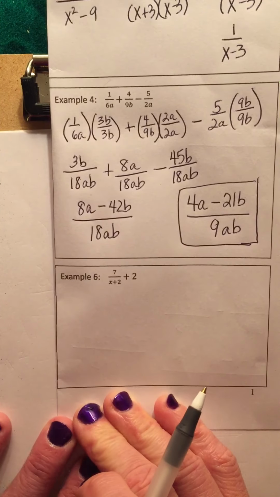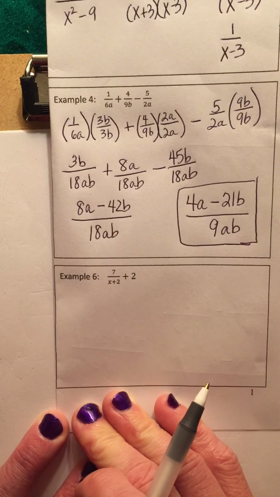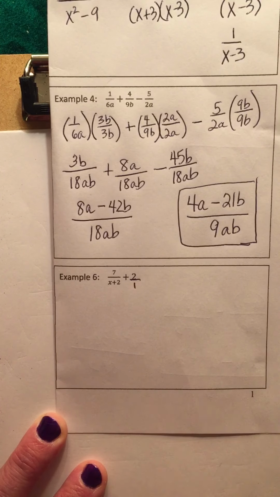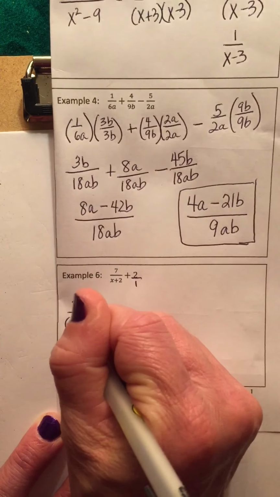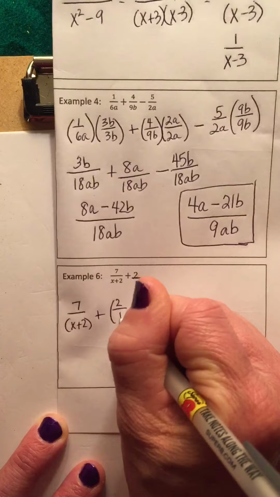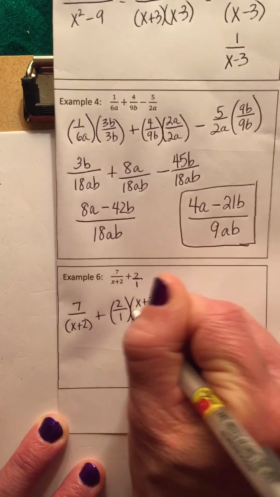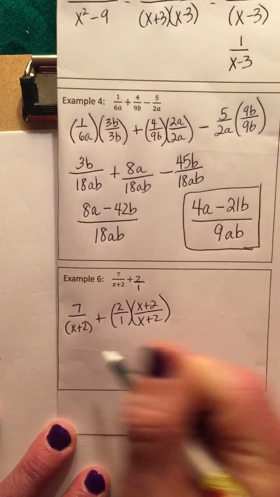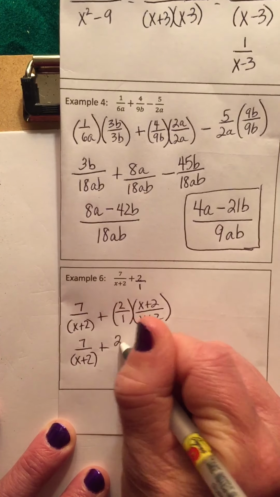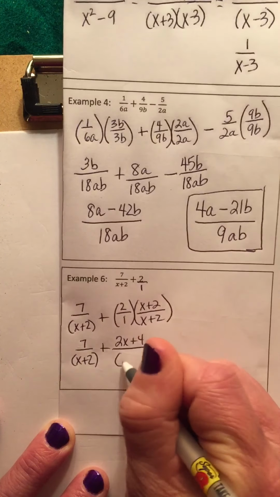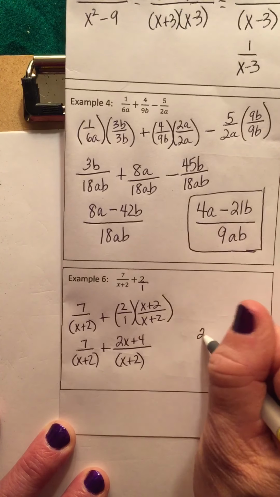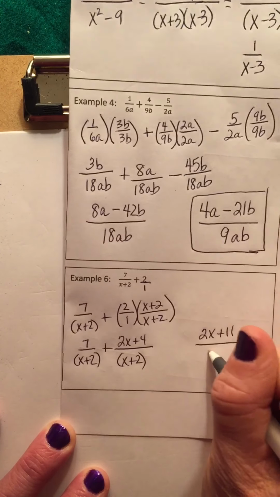Example 6, 7 divided by x plus 2 plus 2. Go ahead and make that 2 over 1. Our common denominator is going to be x plus 2. Our first fraction we do not have to change. Our second fraction we're going to multiply by x plus 2 over x plus 2. So we have 7 over x plus 2 plus 2x plus 4 over x plus 2. Adding our numerators, 2x plus 11 divided by x plus 2.